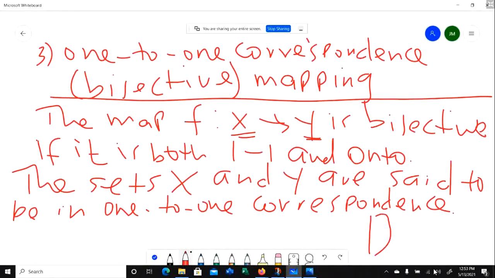Even if you look at it in both directions. So if we have A, B, C, maybe D, E, F, then in a one-to-one correspondence, every element in the set X is mapped to an element in the set Y. So there's a one-to-one correspondence between the members of the two sets. That's what we mean when we have a one-to-one or a bijective map, which is both one-to-one and onto.